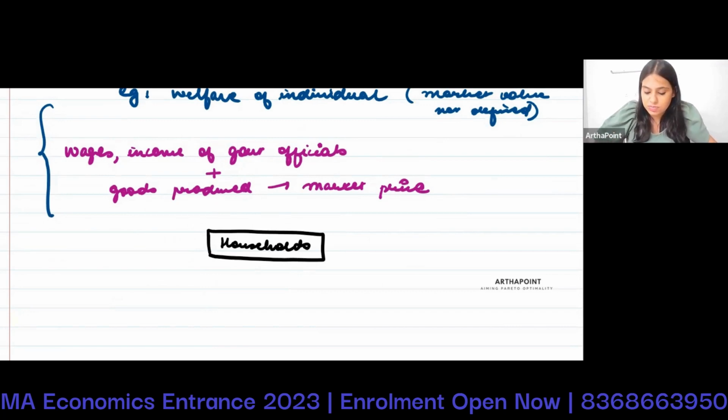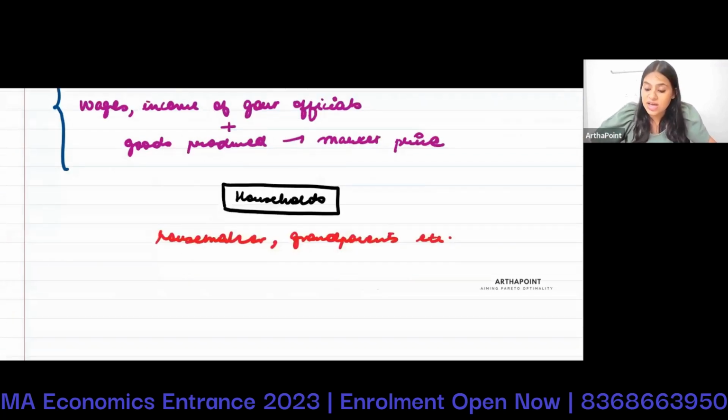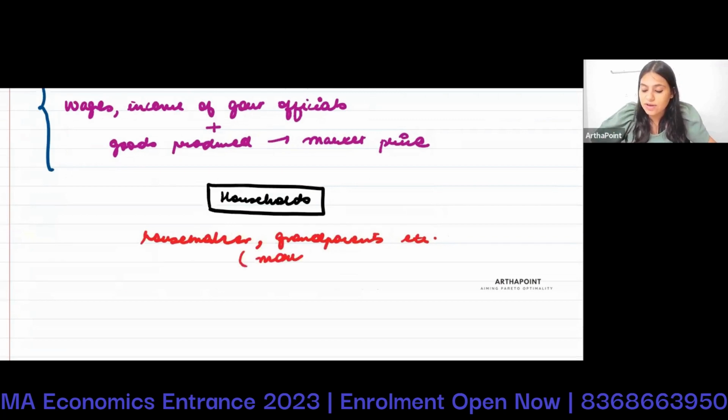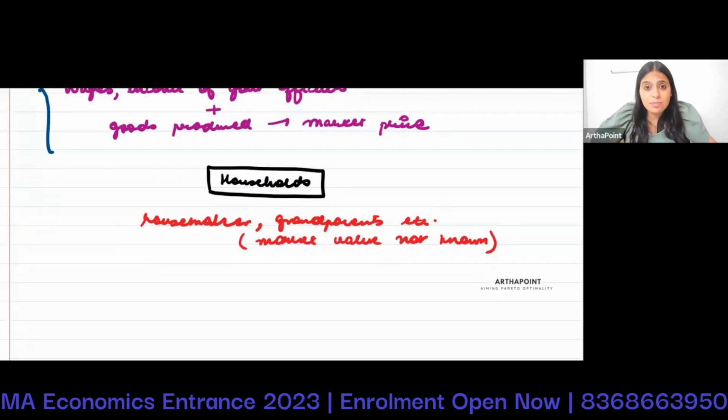So the housemaker, grandparents, housewife, etc., I don't include their value in GDP because I cannot impute the value for them. Similarly, although I can impute the market value of the goods I produce at home, I don't include their price in the GDP of the economy.